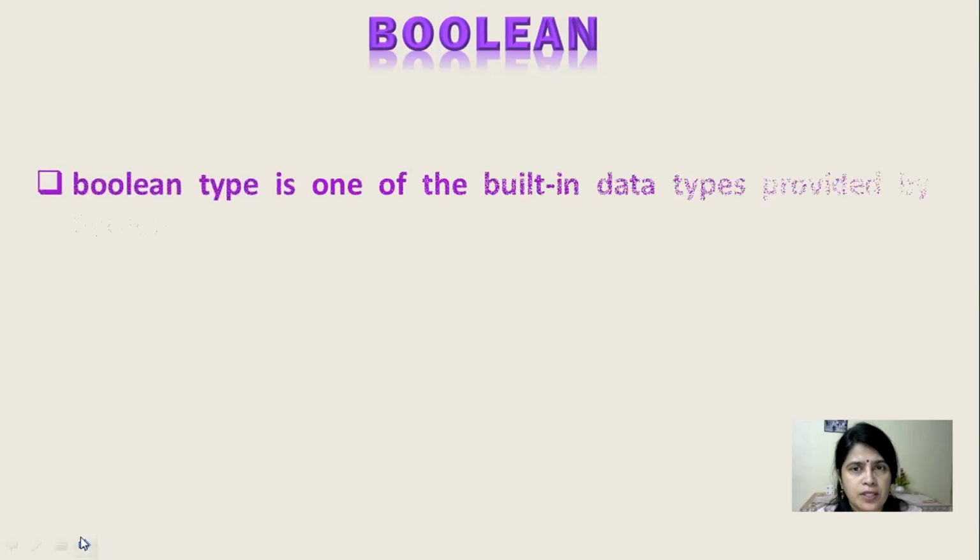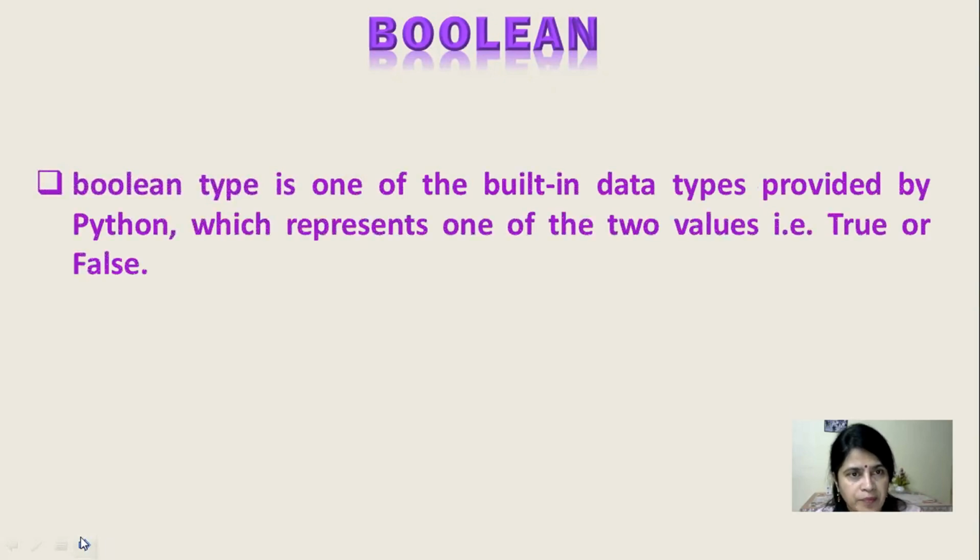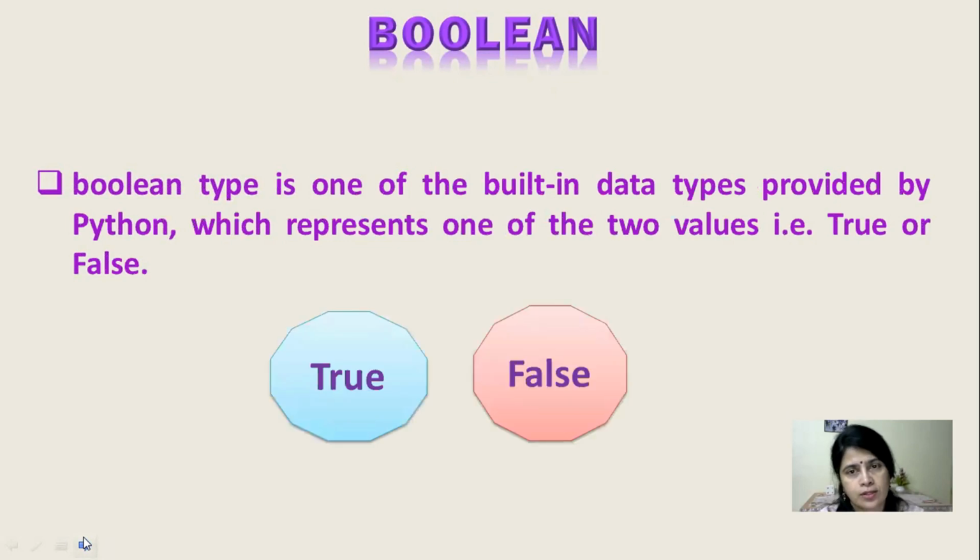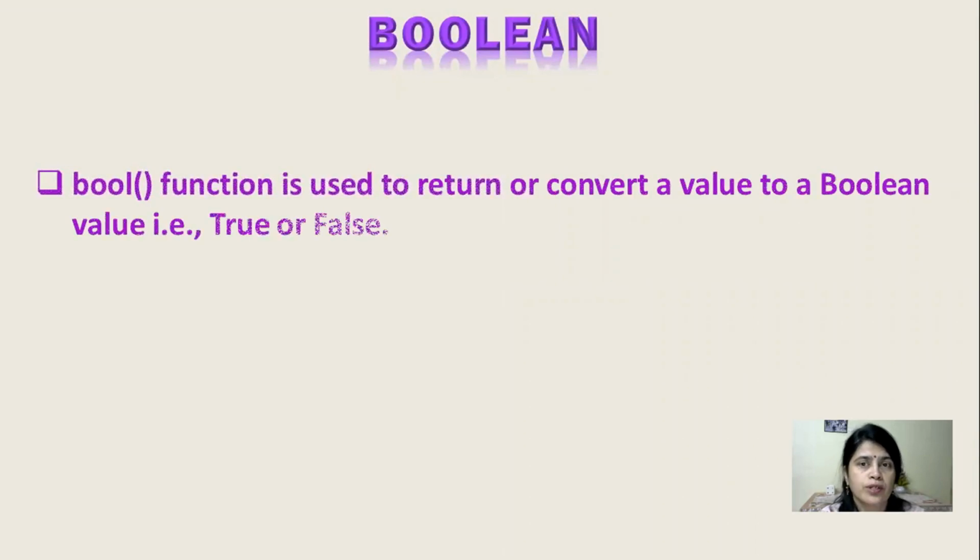I have already discussed the numeric data types like int, float and complex numbers. Let us see what the Boolean data type is. Boolean type is one of the built-in data types provided by Python which represents one of two values, that is true or false. The bool function is used to return or convert a value to a Boolean value, that is true or false, just like we have done in the case of int, float and complex numbers.